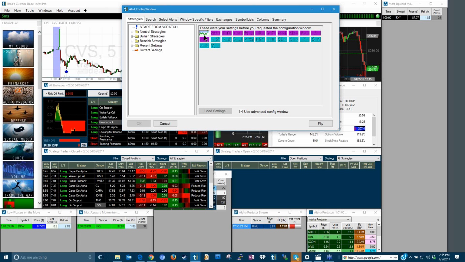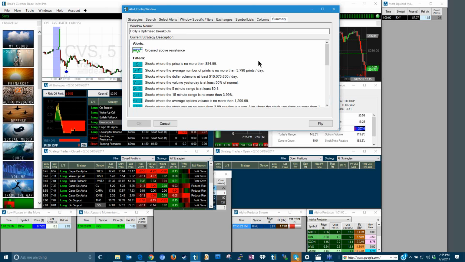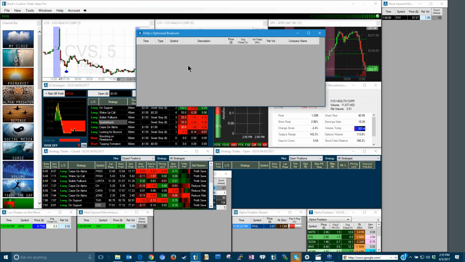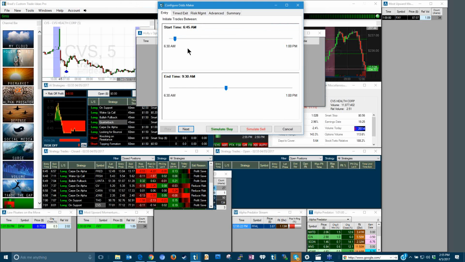This is the setup. It's looking for something that might be crossing above a resistance level, and has a lot of different filters in it. It's not really important what they are. And let's go ahead and do the back test. So I'm just going to run the back test.